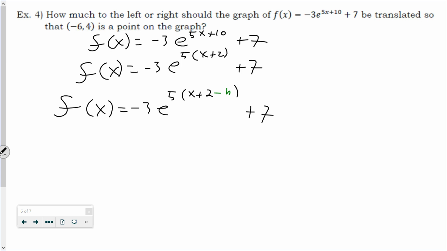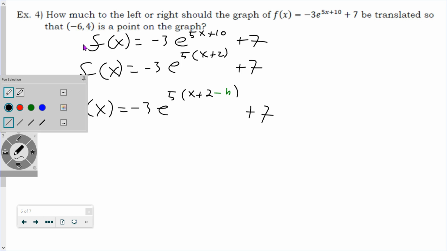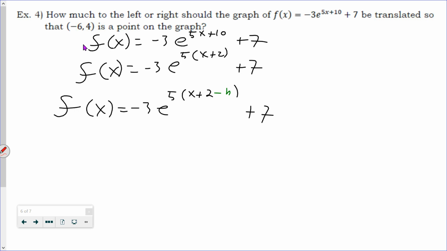Because remember, in all our equations, we always did something like this: it was always 1 over b times x minus h. That's why you have to factor out that 5 first, because no matter what equation you look at, it's always in the form 1 over b times x minus h. The 2 is part of the h of the whole thing, but there's a specific h we solve for.